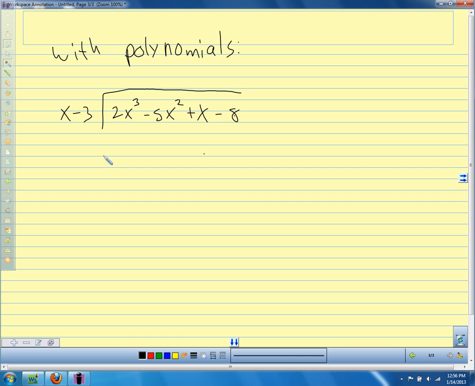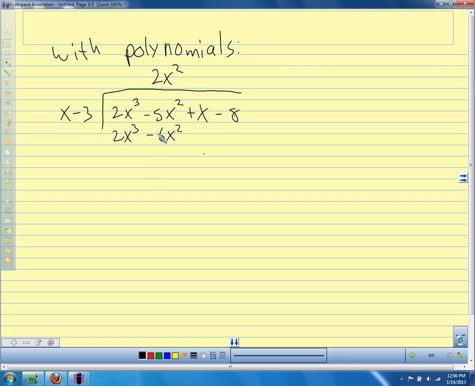So I start the same way. I say, how many times will x go into 2x cubed? What do I have to multiply x by to get 2x cubed? 2x squared. And I'm going to put the 2x squared here. 2x squared times x gives me 2x cubed. 2x squared times negative 3 gives me negative 6x squared.